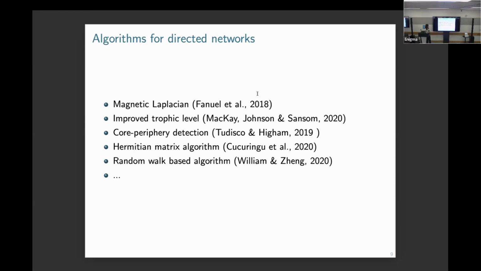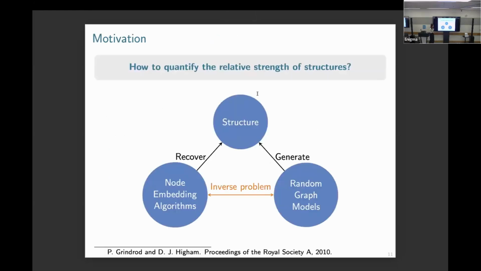So I'm going to mostly focus on the first two, just because they have a nice quadratic form or objective function associated with the scheme. We're going to follow a similar line of thought, where we're trying to find the connection between a node embedding using this algorithm and random graph models. Another comment is that in the paper of Grindrod and Higham, we could also consider node embedding as an inverse problem, assuming there's an underlying random graph model that generates the structure.